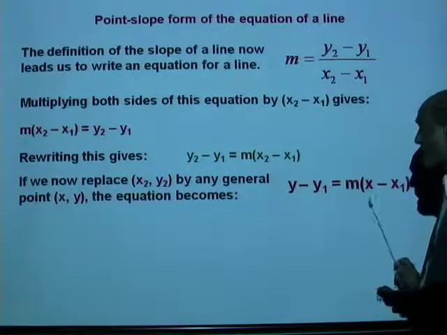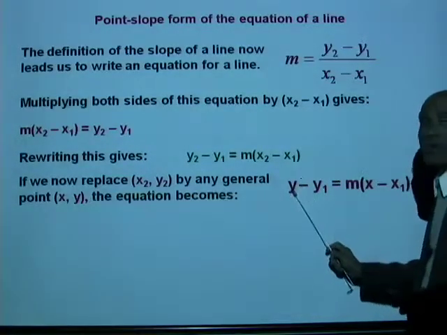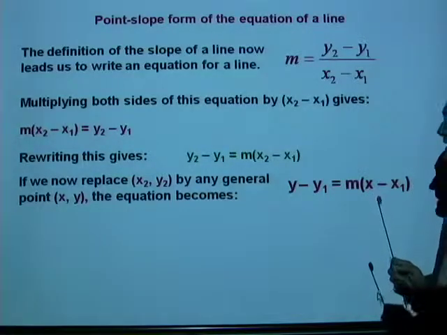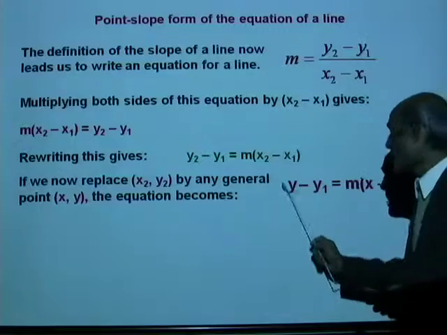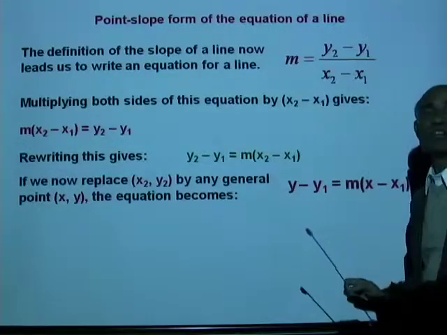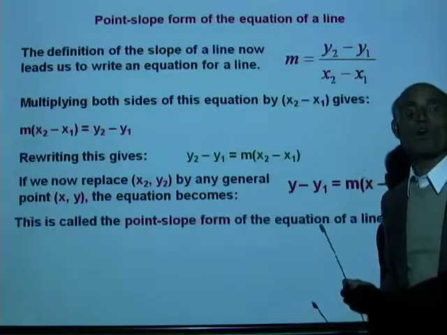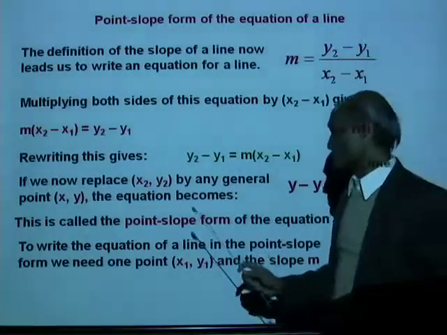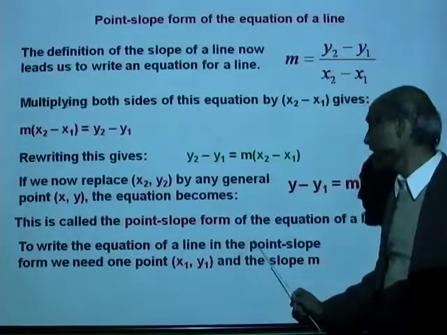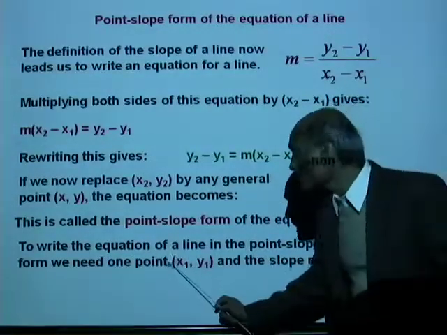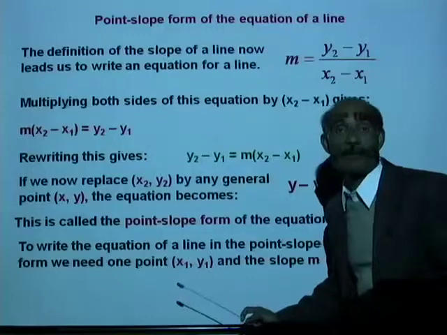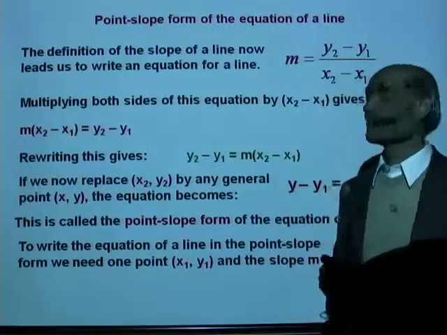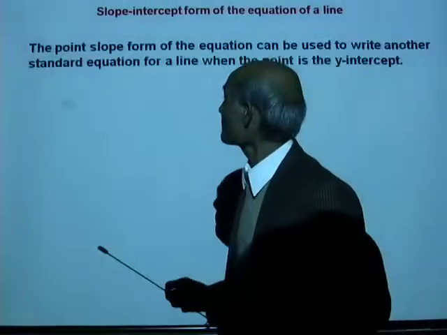So look at the equation now. The equation now becomes y minus y1 equal to m times x minus x1. Now, this is called the point slope form of the equation of a line. So, to write the equation of a line in the point slope form, we need a point x1, y1, and we need the slope m of the line. Okay.